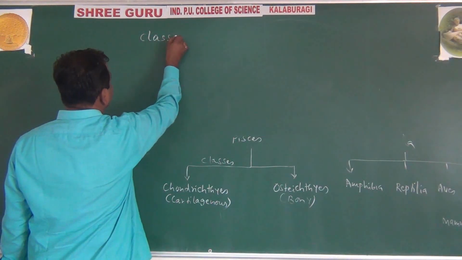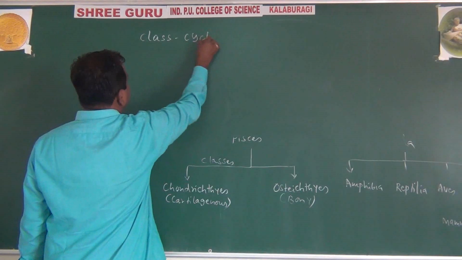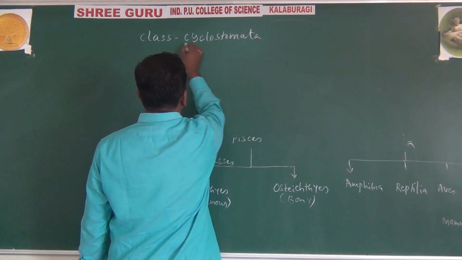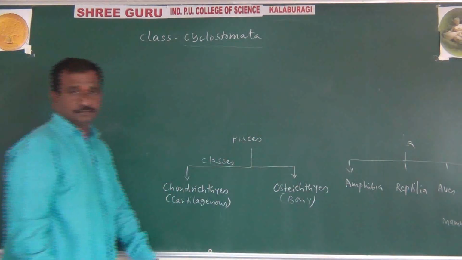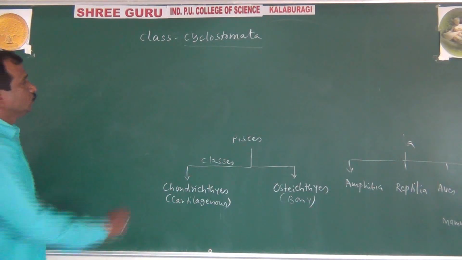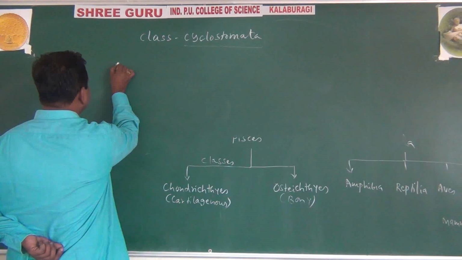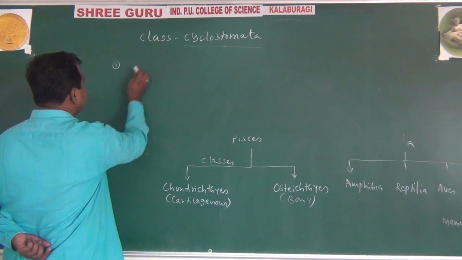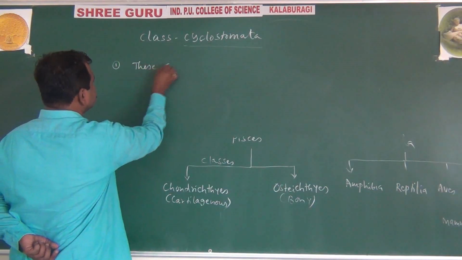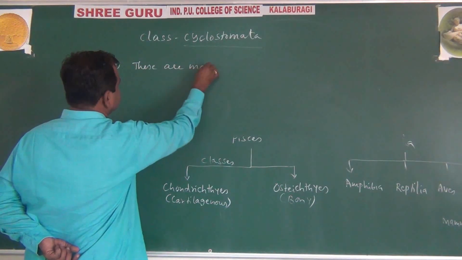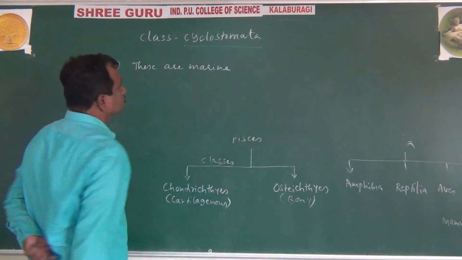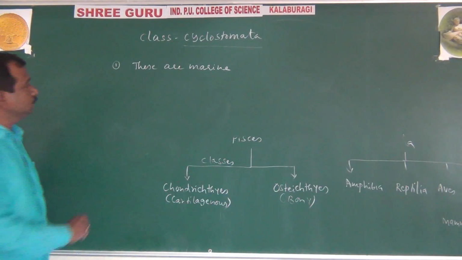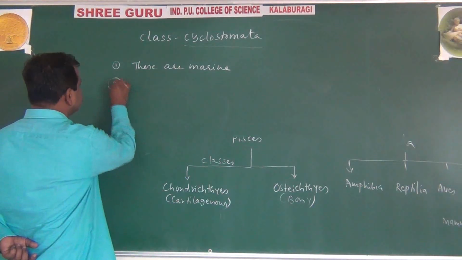In the Agnatha group, we are moving toward the class Cyclostomata. Next, we have to see the general characters. Usually, you can see that these are marine. Specifically, they are normally found in the marine. The second one, habitat, I have done.